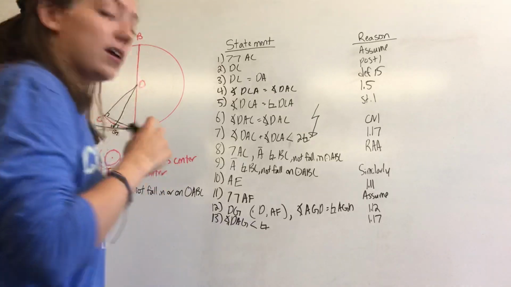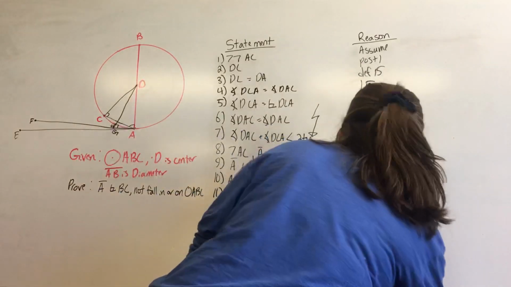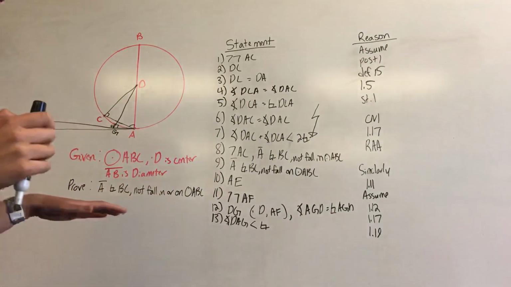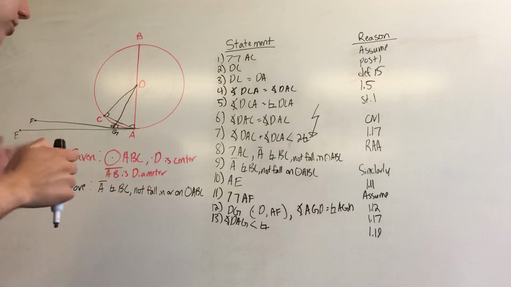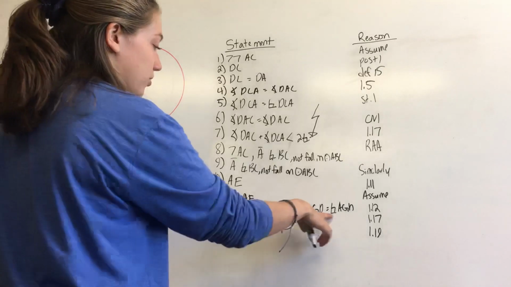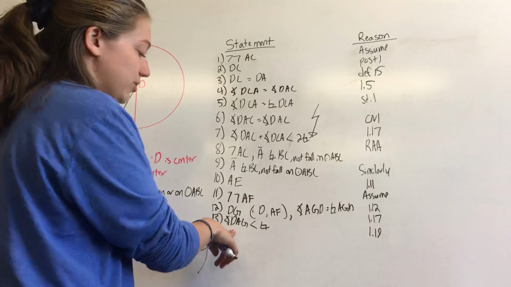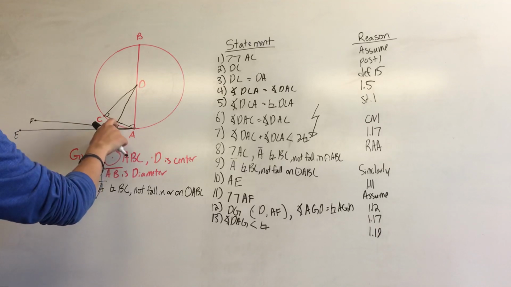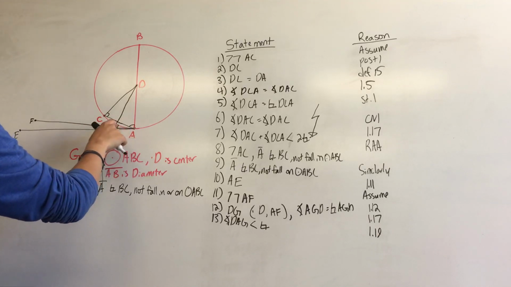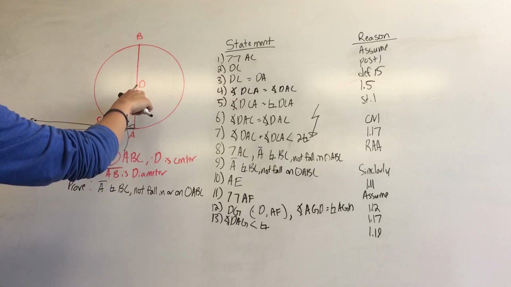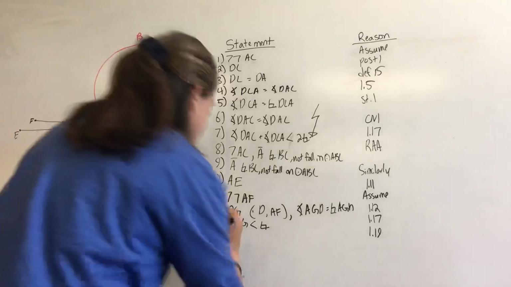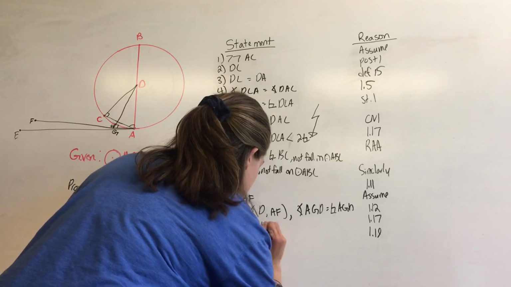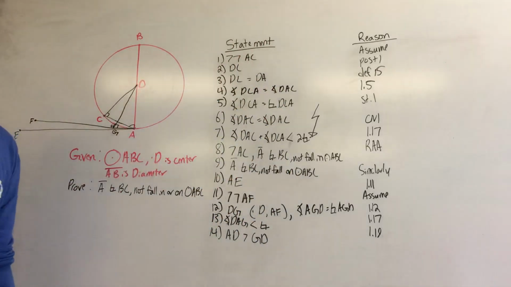And because we know that, we can use Proposition 19. Proposition 19 says that in any triangle, the side opposite to the greater angle is the greater side. So because angle AGD is a right angle and angle DAG is less than a right angle, angle AGD is greater than this one, which means that line AD is greater than line GD. And that is because of Proposition 19.